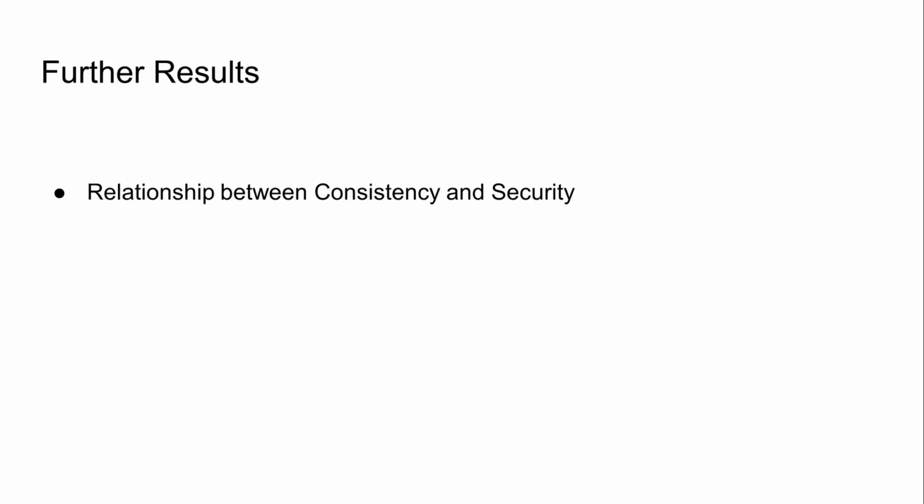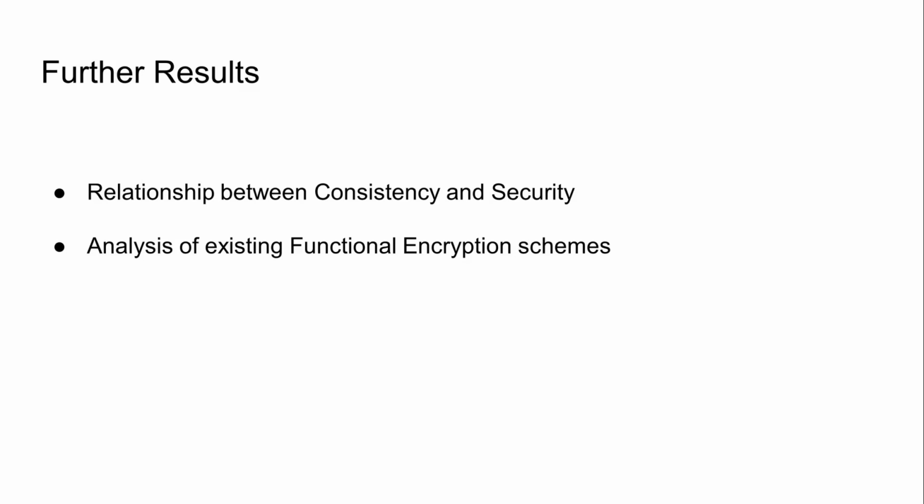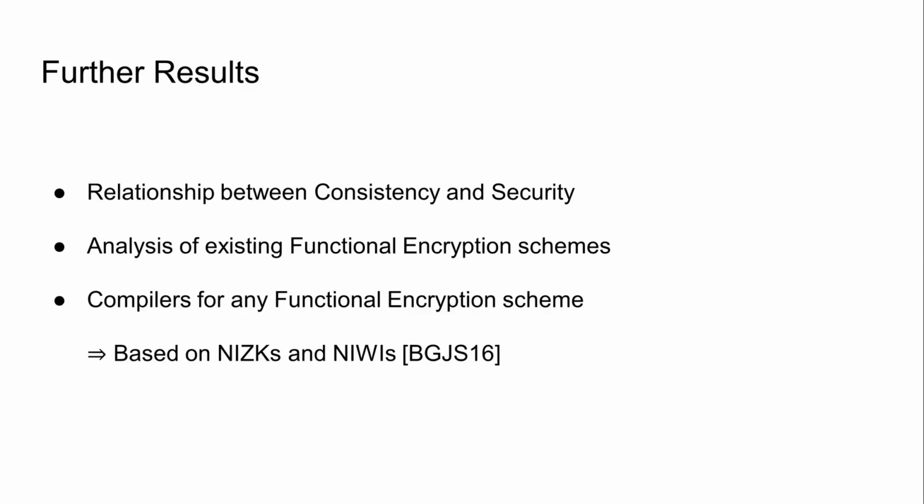In the full paper, we present additional results. We prove separations between consistency and existing security notions to show that our notions indeed capture something new. Furthermore, we analyze existing functional encryption schemes and show how they can be modified to achieve consistency. Additionally, we present black box compilers that turn any functional encryption scheme into a consistent one. These compilers are based on the work of verifiable functional encryption and are mainly relying on non-interactive zero-knowledge proofs and non-interactive witness indistinguishable proofs.